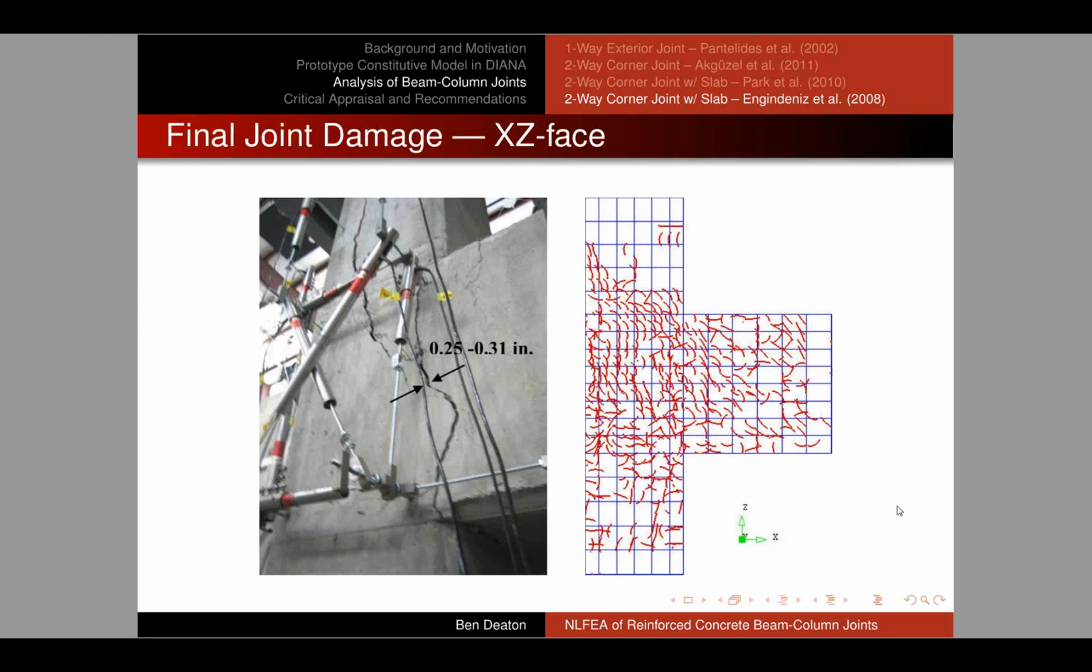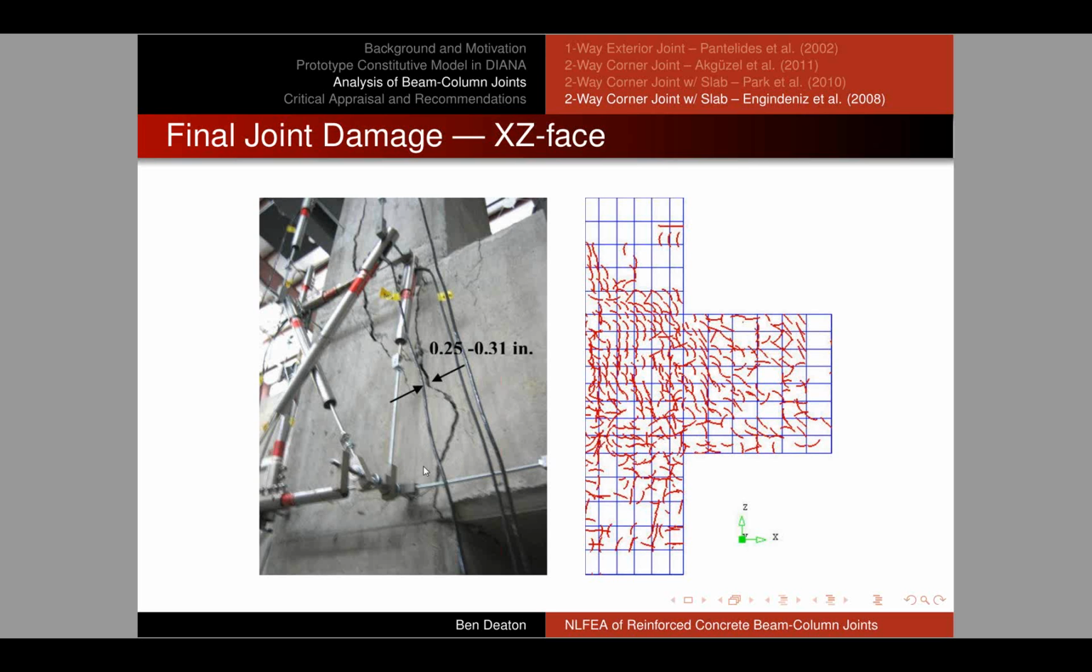I'd like to point out the final damage contour in this case. Because this joint was so poorly detailed, it doesn't exhibit the typical X-shaped cracking that we expect to see in beam column joints. You can see that when the beam was pushed upwards, the actual first crack that we saw was at the joint face. This is at the location. Recall that we have beam bottom bars that come into the joint like this, embedded about 6 inches.